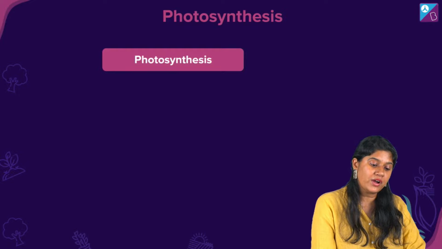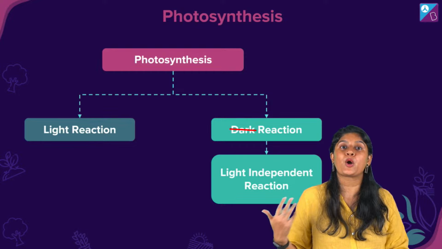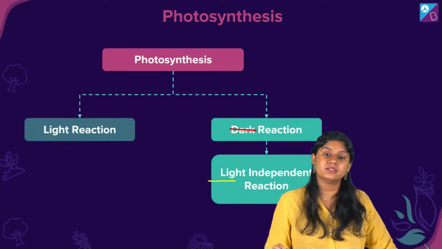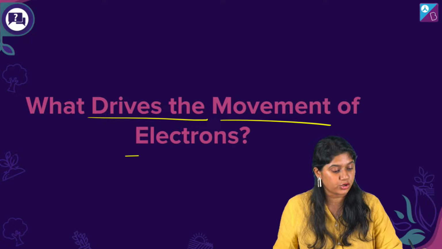Now we will move here and discuss, of course, the details of the light reaction, right? We know what the light reactions are, and of course we know what the dark reactions are. They use a product of the light reaction, and they are light independent reactions. They don't need the light. Clear? Now let's understand what drives the movement of the electron. Now this is very important, everyone.